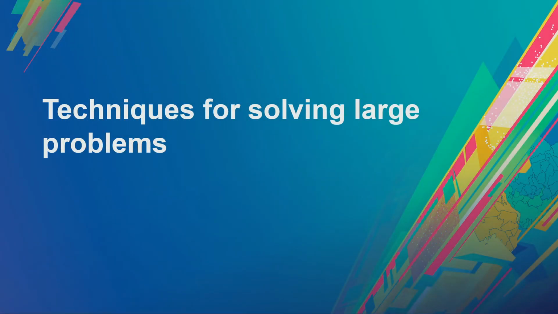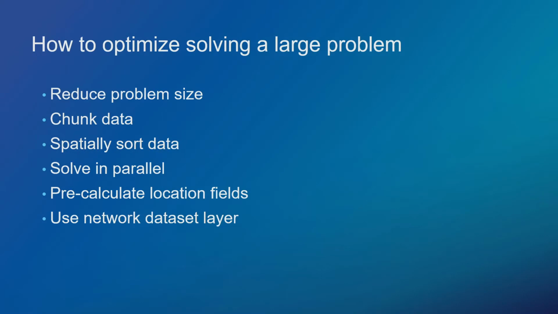So now let's talk about some techniques for solving large problems. Some techniques include reducing the problem size, chunking the data, spatially sorting the data, solving in parallel, pre-calculating your network location fields, and using a network dataset layer instead of a catalog path. And I'm going to go through each one of these in more detail.